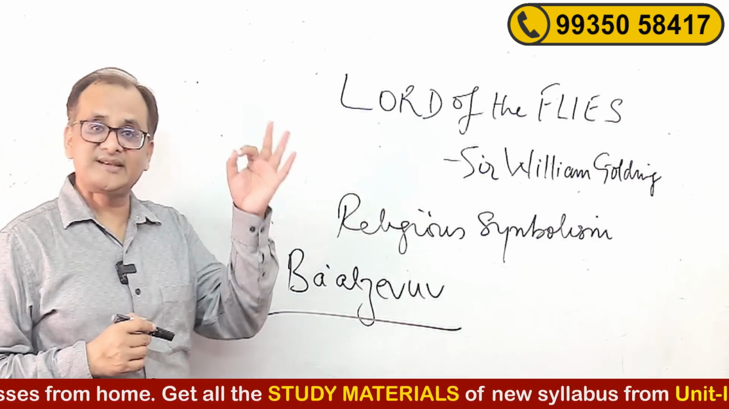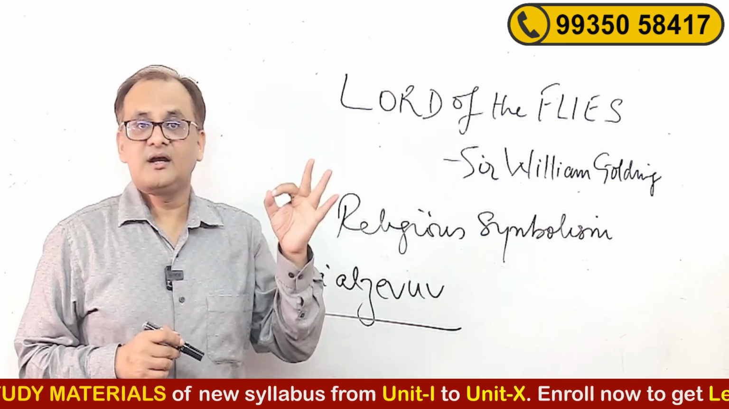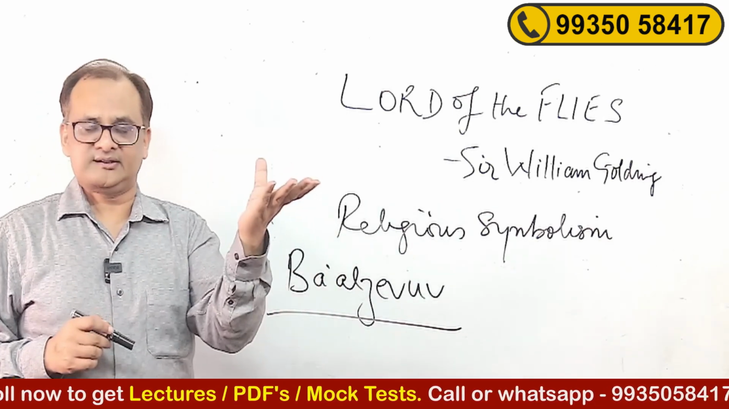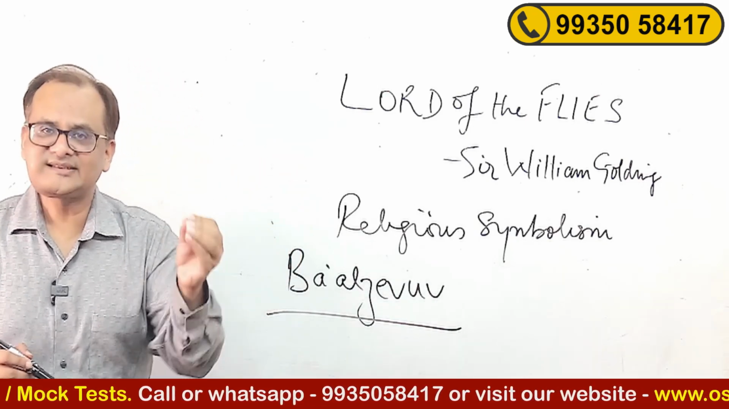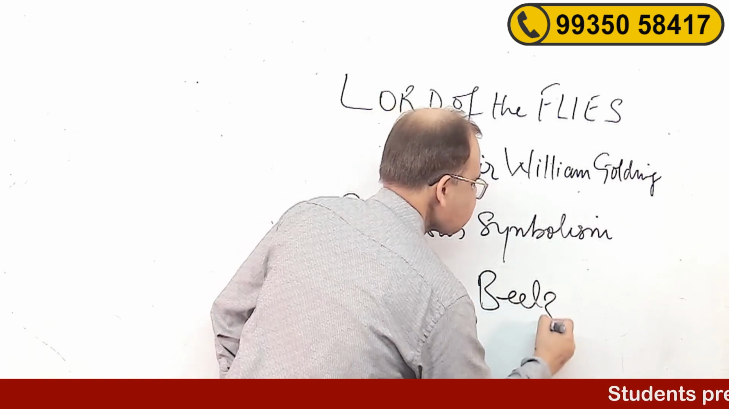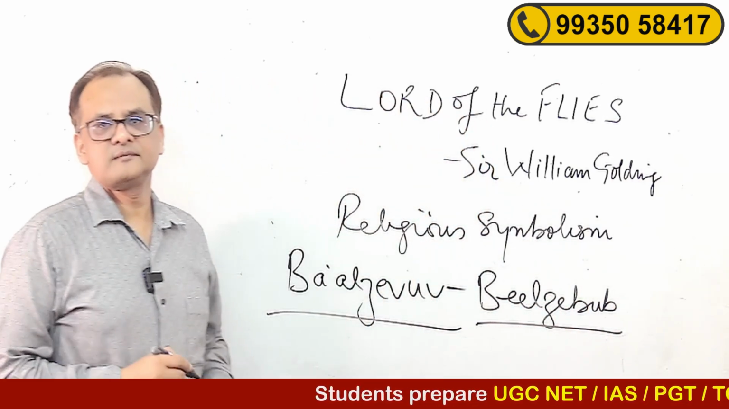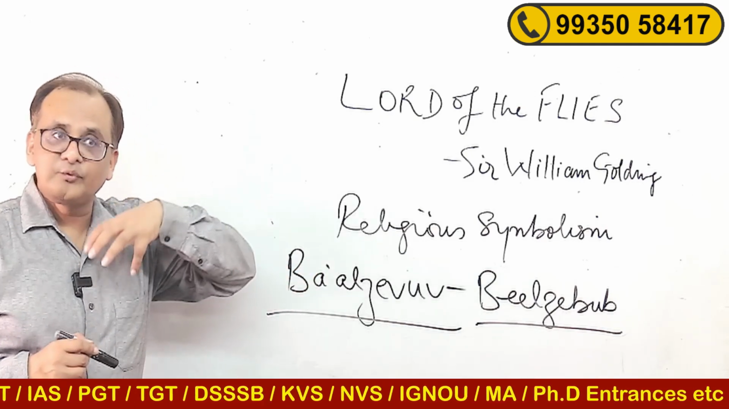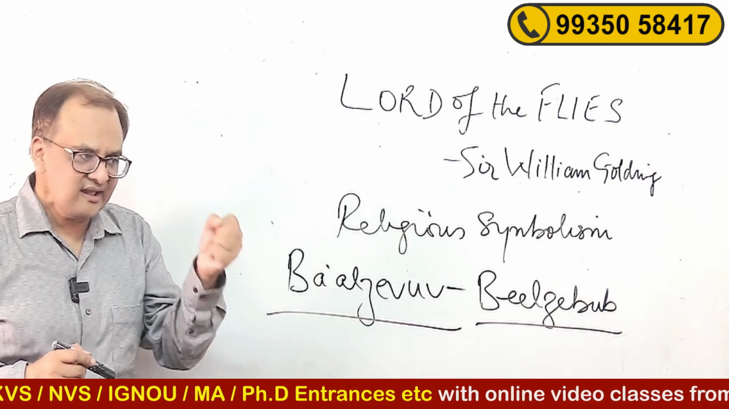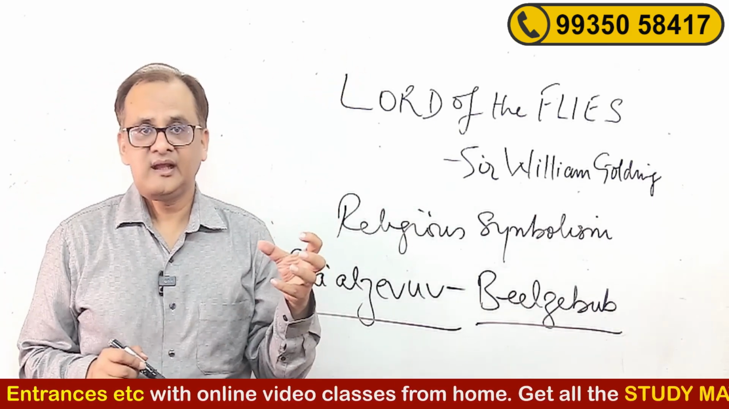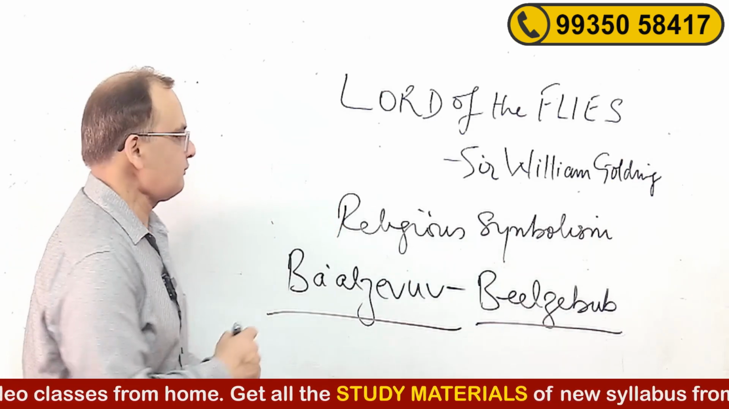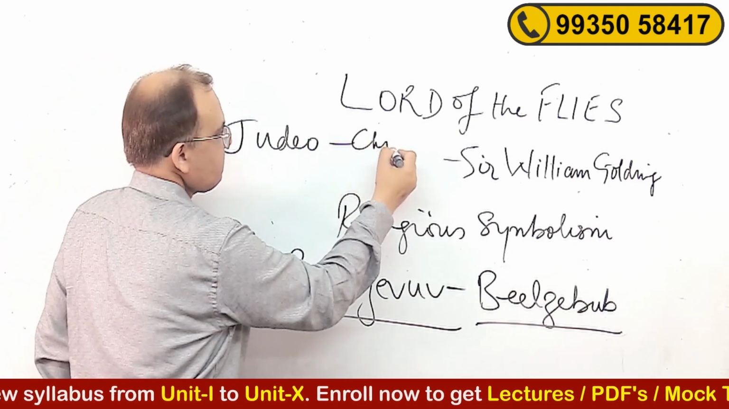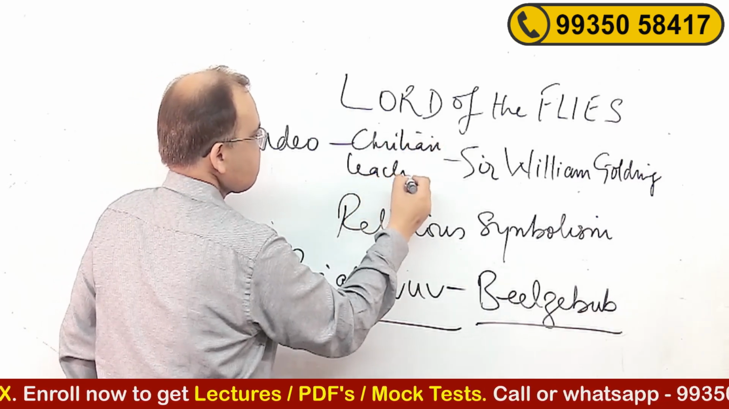The title character, the pig's head that Simon dubs the Lord of the Flies, is a translation of the Hebrew word, or its Greek equivalent. And what is that Greek equivalent, students? Beelzebub. For Golding, this devil comes from within the human psyche rather than acting as an external force, as implied by Christian teachings.